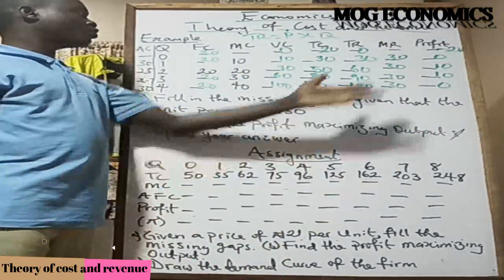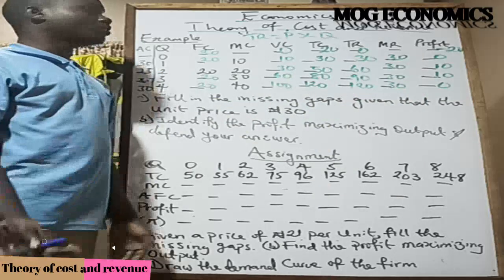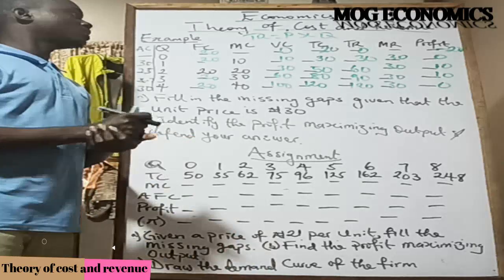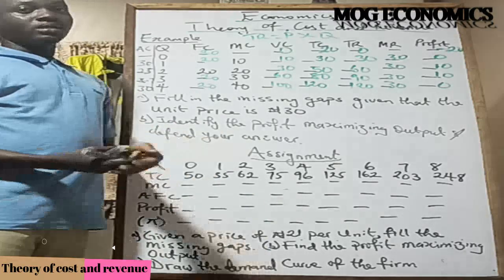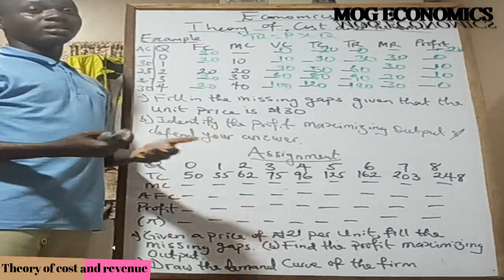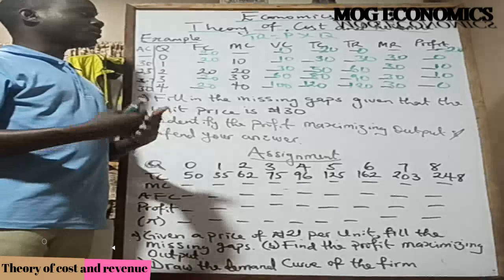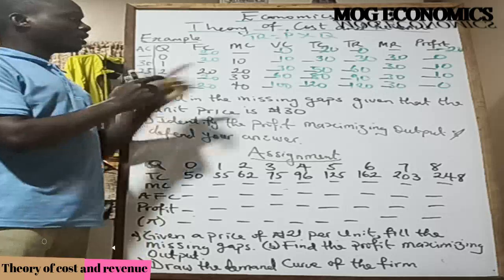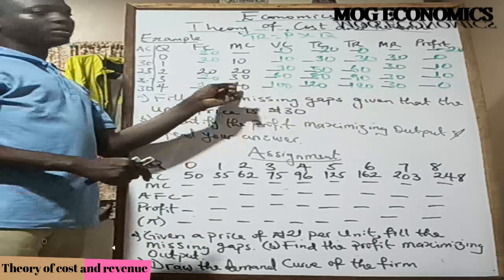But here we happen to have 2 points where we have the higher profit. So profit is maximized at output 3 and 4, since profit is highest at those points. But like I said, theoretically speaking, the profit maximizing output is output 3, where MR equals MC.